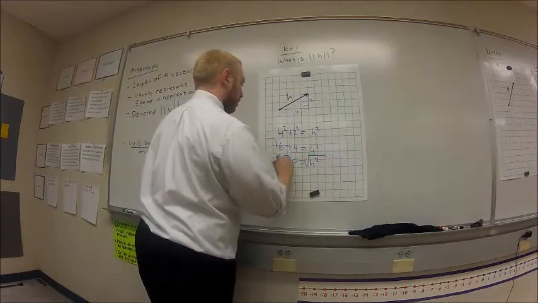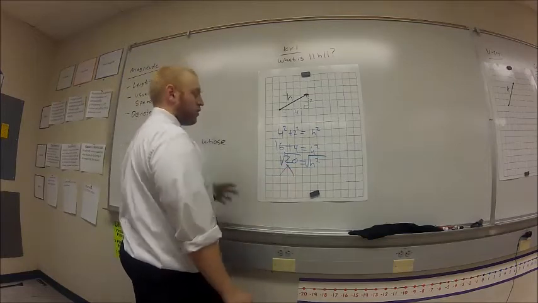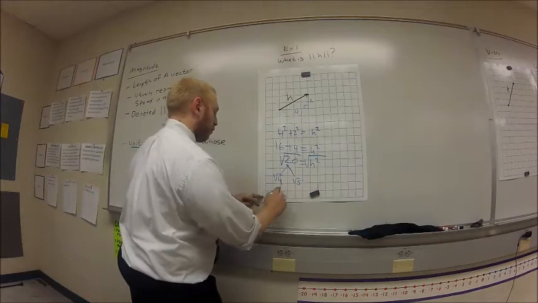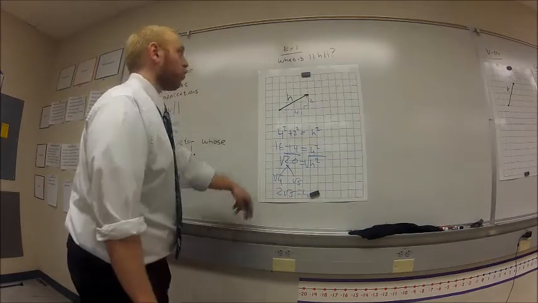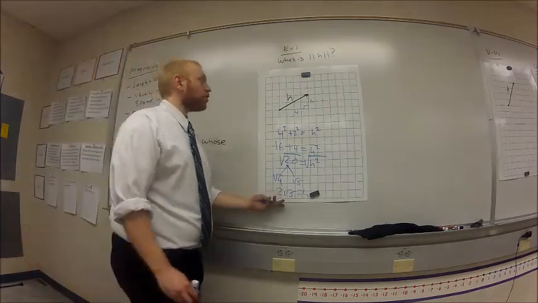Take the square root, I want to get rid of the squared. When I think about the square root of 20, I don't like 2 and 10. I do like 4 and 5, because I know the square root of 4 is 2, root 5 is what I wanted. So what is the length or the magnitude of vector h? It's 2 root 5.